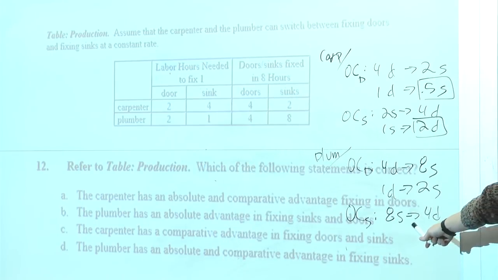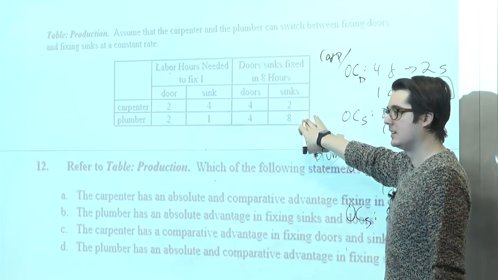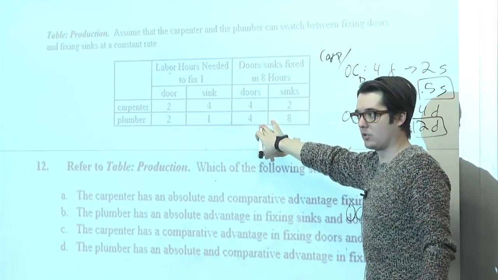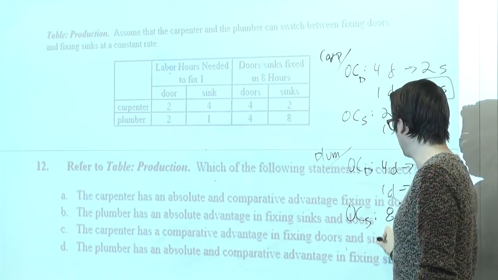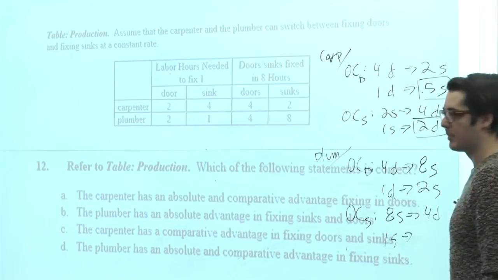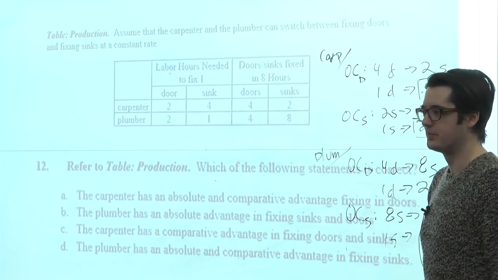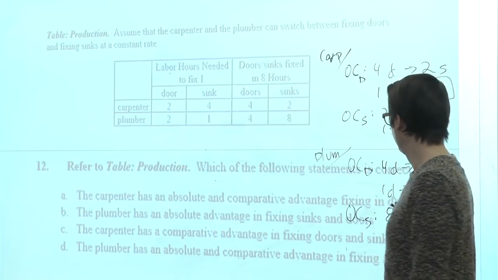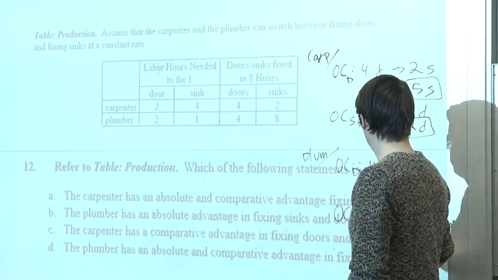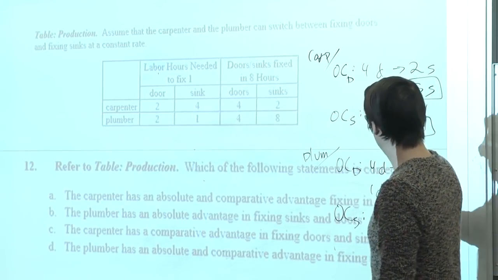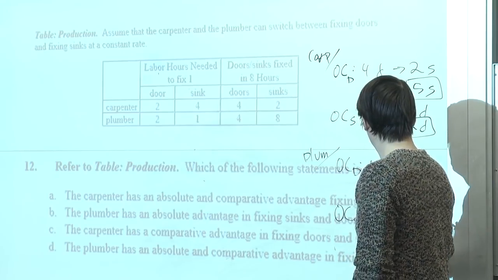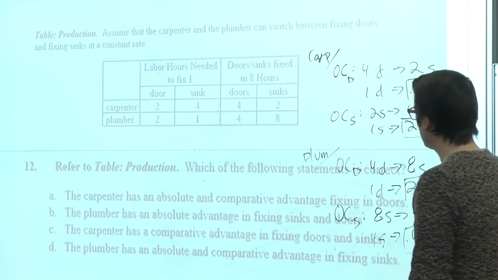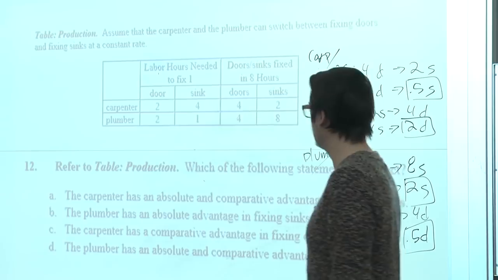Okay, so finally, in order to produce 8 sinks, he needs to give up producing 4 doors. So if he were to produce 1 sink, what is his opportunity cost? Very good. 0.5 doors. Okay, so who has a comparative advantage in doors?